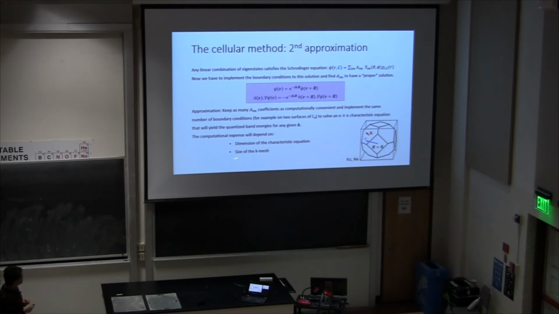The second thing is the size of the K-mesh. So here inside this Brillouin zone, you have a number of K points, and you have to plot the band structure as a function of K.